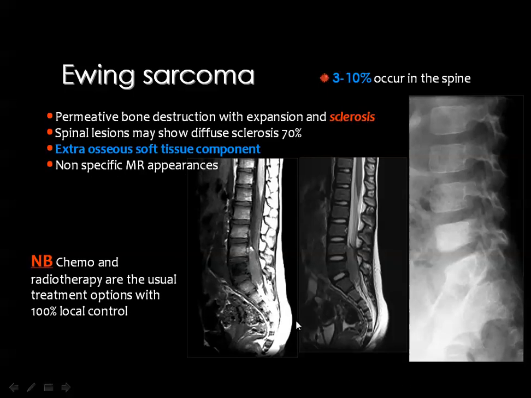Ewing sarcoma is also not a common lesion in the spine. It can occur in the pelvis or in the flat bones, but you may remember that I have said that one of the main features of Ewing sarcoma anywhere in the body is the presence of bone sclerosis. If you look carefully at this plain X-ray, you can see that the L5 vertebral body is diffusely sclerotic, and you know that this is a pediatric spine.